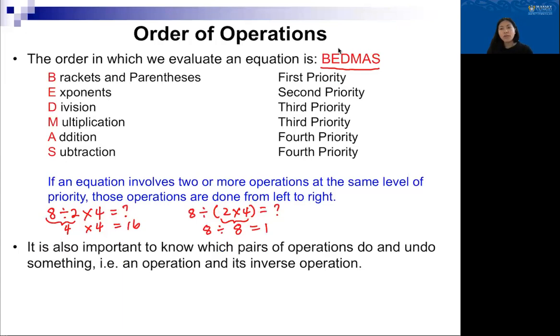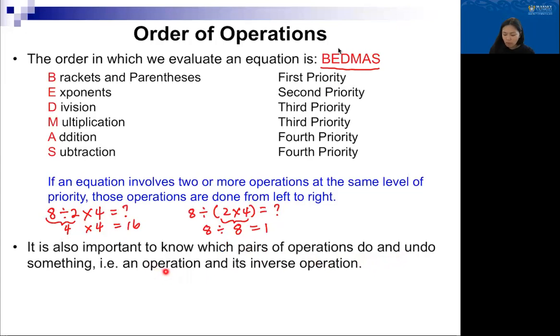Right. So it's also important to know which pairs of operations do and undo something. Because we said, rearranging equations is like putting on stockings and shoes, but the order of putting them on and taking them off is important. So taking off will undo putting on. Similarly with equations, we need to know which pairs of operations will do and undo something.